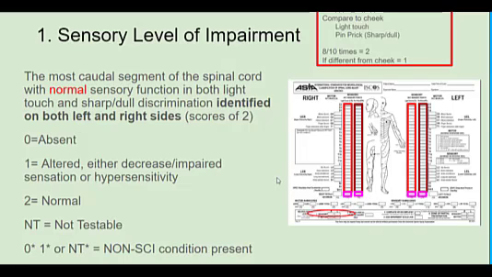The last thing that we're going to do is to find that most caudal segment of the spinal cord that has normal sensory function in both light touch and the sharp dull. So you're going to look at the right side and find where you have a 2 for both the right and the left side. And you're going to write that in on the right side here for sensory. And on the left side, you're going to find the level. Could be C6, C7, C8, T1, any of those levels where you have a 2 on both of those sections, and you'll write that level here. So that will be the sensory level of impairment.